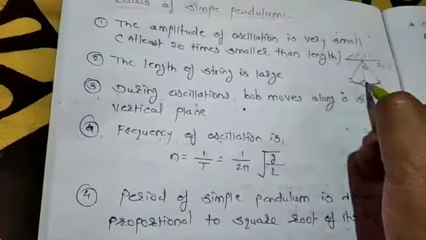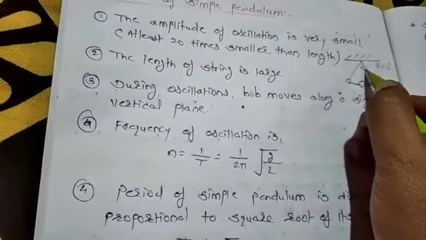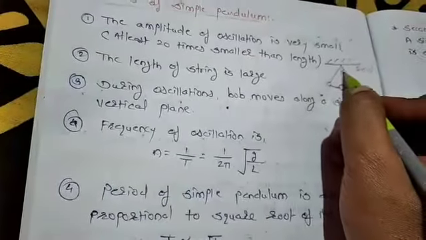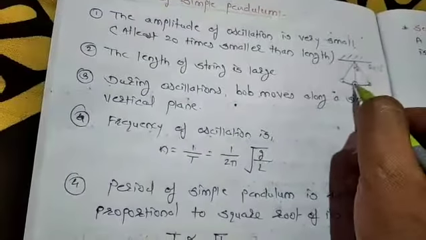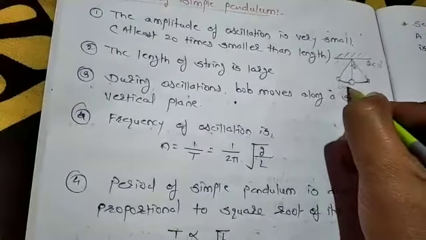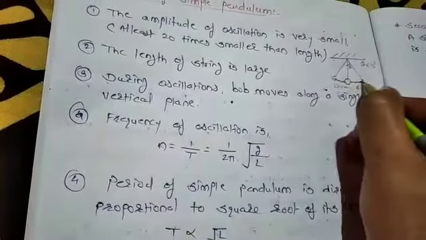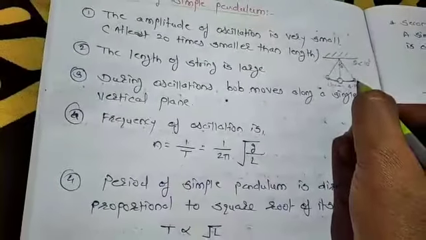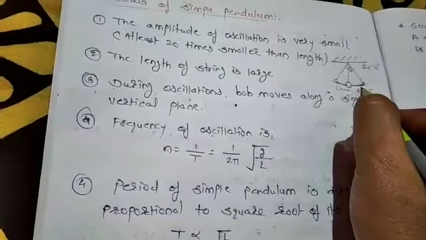So the amplitude of oscillation, this amplitude, should be very small. If this angle is small, then we can say the amplitude of oscillation is small. And if it is small, then only will this motion of the bob appear as linear SHM. It will appear to happen along a straight line or along a linear path, a better word. So this will be linear SHM if this theta is small.